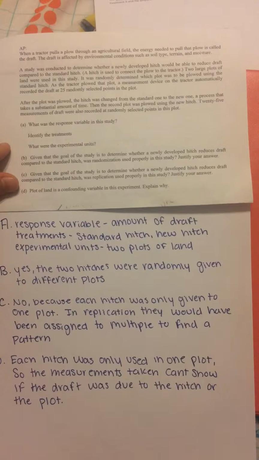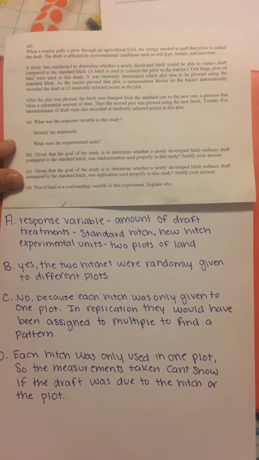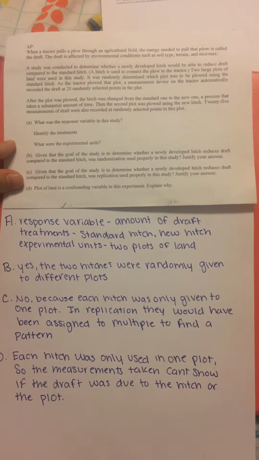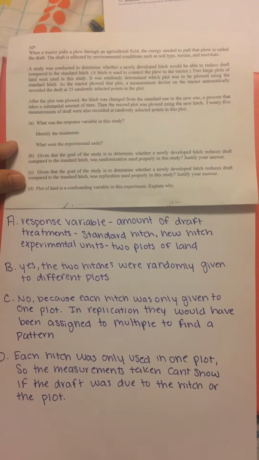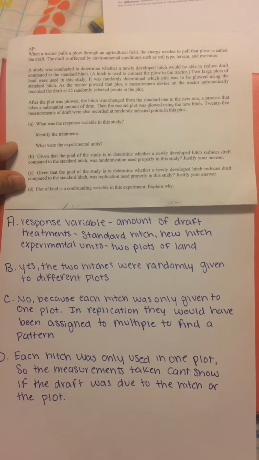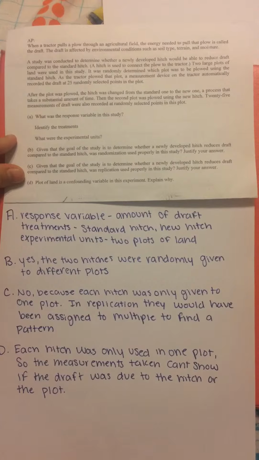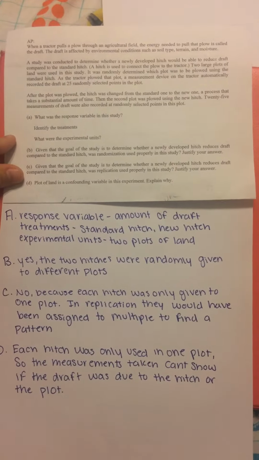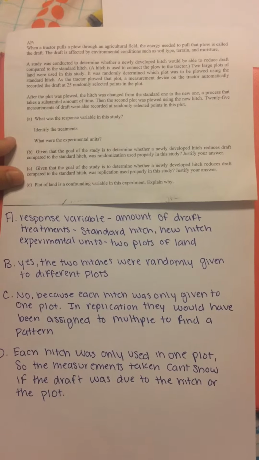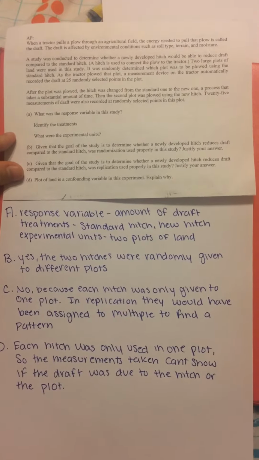2 large plots of land were used in this study. It was randomly determined which plot was to be plowed using the standard hitch. As the tractor plowed that plot, a measurement device on the tractor automatically recorded the draft at 25 selected points in the plot. After the plot was plowed, the hitch was changed from the standard one to the new one, a process that takes a substantial amount of time. The second plot was plowed using the new hitch. 25 measurements of draft are also recorded at randomly selected points in this plot.